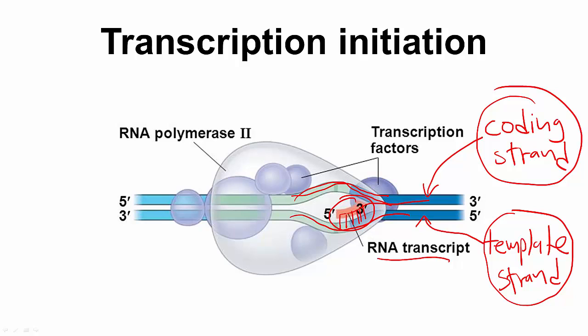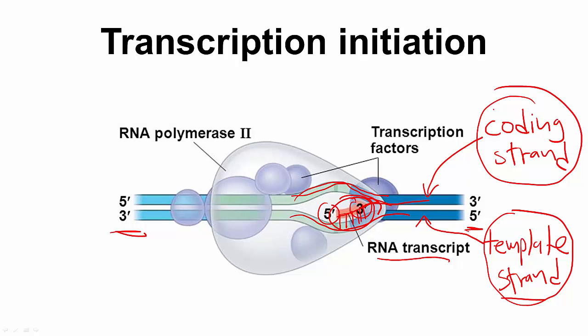And I believe I already mentioned this, but I'm going to mention it again: remember that this RNA transcript is going to grow from the 5' to 3' direction, because it has to be complementary to the template strand. And here, the template strand, we usually write it from the 3' to 5' direction.